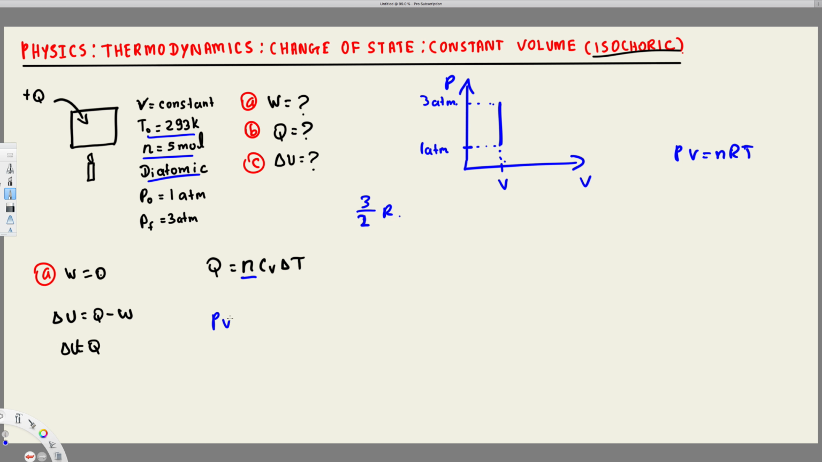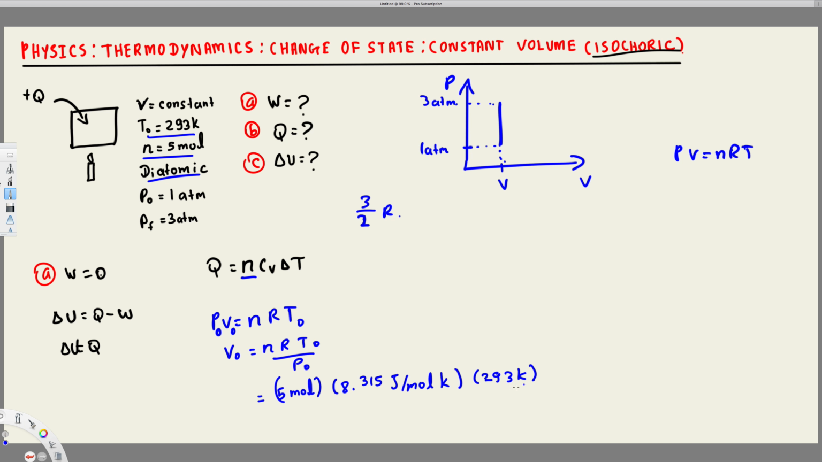So here we are going to use PV equals nRT. We are taking the initial condition P0, V0, T0, right? So V0 is going to be equal to nR T0 over P0. Here we have the moles that's provided, 5 moles, times the gas constant, 8.315 joules per mole Kelvin, and the initial temperature is provided, it's 293 Kelvin, divided by the initial pressure, that is 1 atm, right?